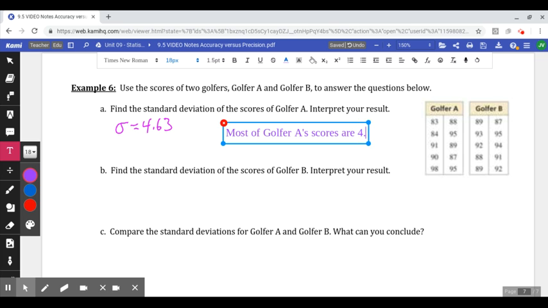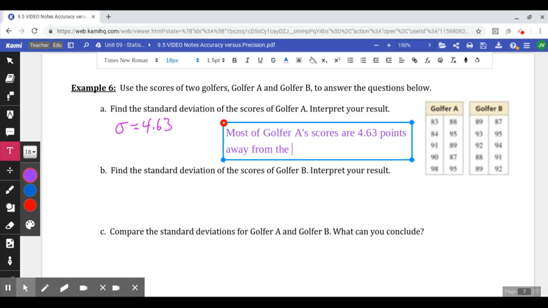are 4.63 points away from the mean. In the future, we're actually going to learn exactly what percentage of the scores would be away. But for now, we're just looking at the concept here. So we would say most of the scores are within 4.63 points away from the mean, or 4.63 strokes.